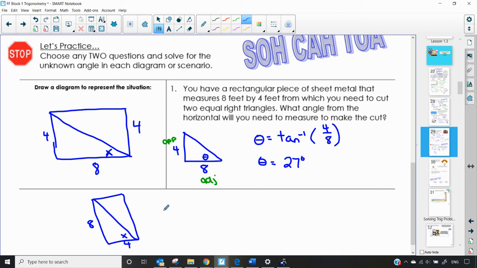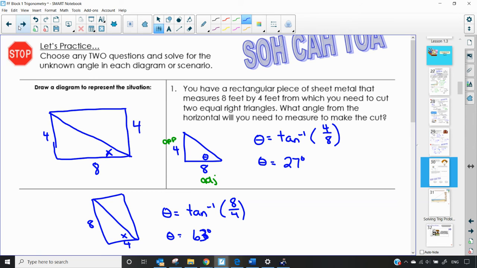This would have been our angle. We would have gone tan⁻¹ of 8 over 4, and that would have given us 63 degrees. And if you notice, 63 degrees and 27 degrees add up to 90 degrees. All right, let's continue on with some examples here.